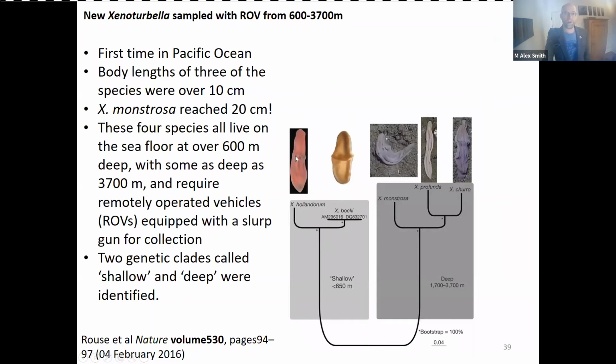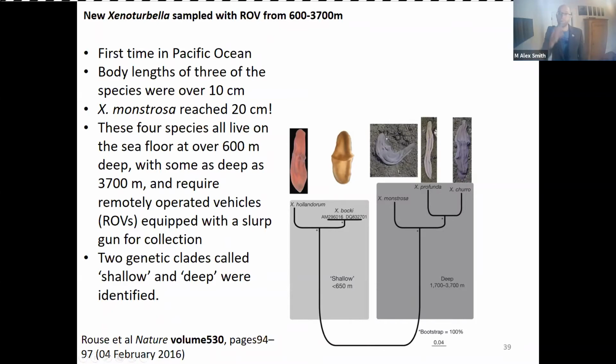Over here on the left, that's shallow, so less than 650 meters. And then in the deeper parts, up to like a mile or almost 4 kilometers deep under the ocean, there are the monstrosa, the profunda, and the churro. And so 2 deep lineages. What does that suggest to me as an evolutionary biologist about the diversity of Xenoturbella around the world? Well, for one, it suggests to me that there's a lot of unknown diversity that we have yet to run into.